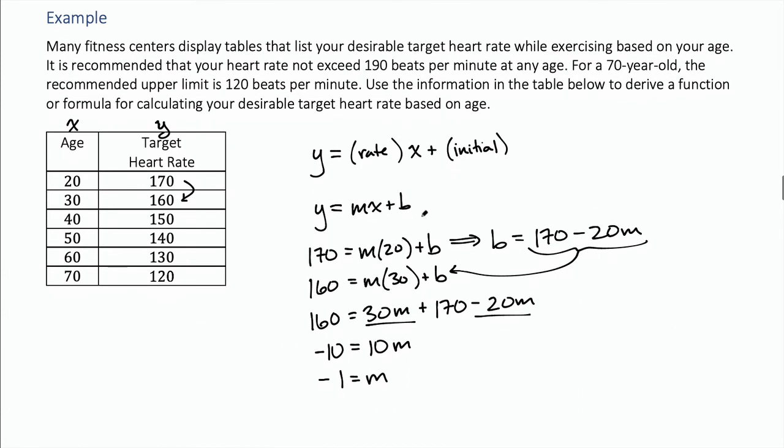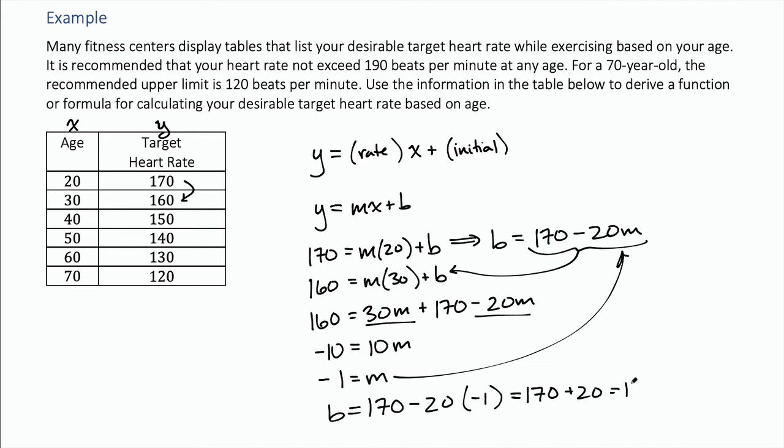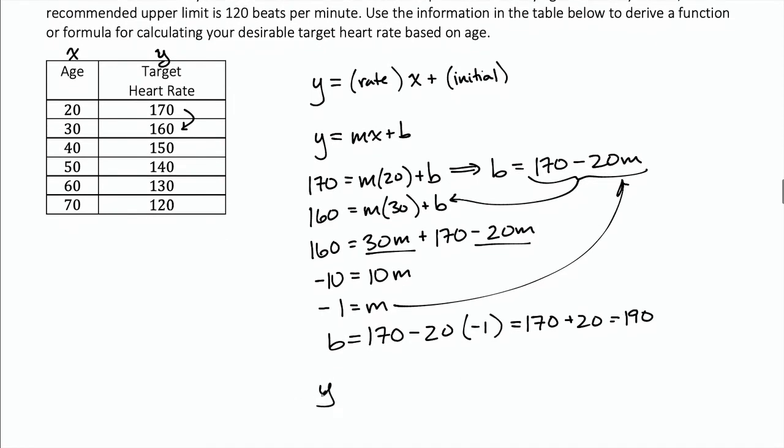Then to find b, of course, we can take this and plug it in up here to get b. So b equals 170 minus 20 times -1. Well, that's 170 plus 20, which is 190. So now our formula is y equals m, -1, times x, plus b, which is 190. So there's the formula that will calculate a desirable target heart rate based on your age x.